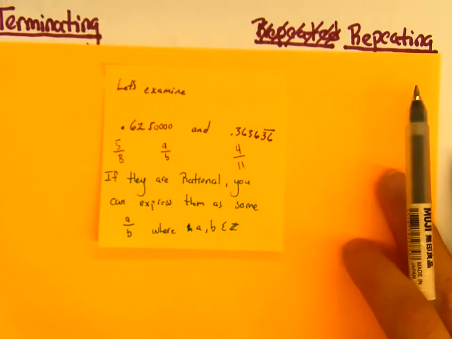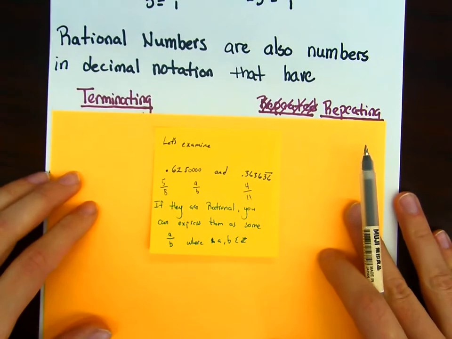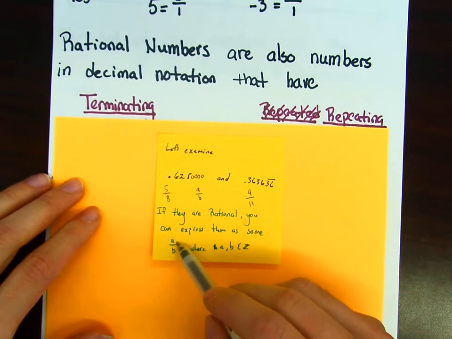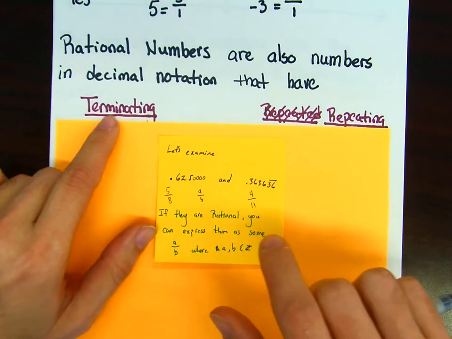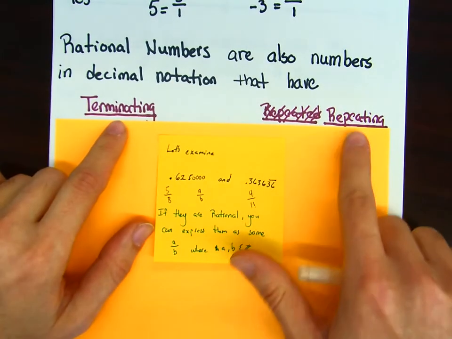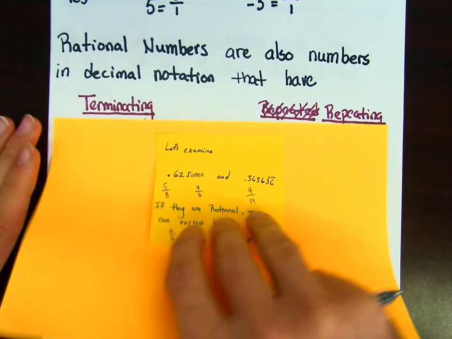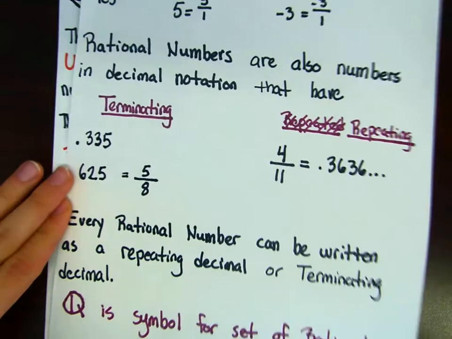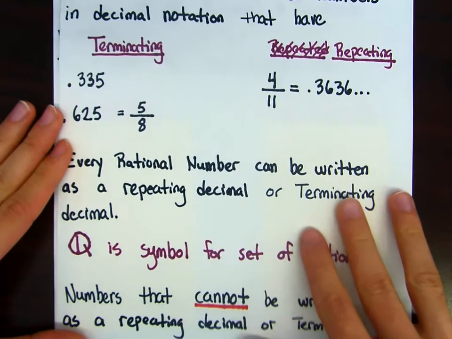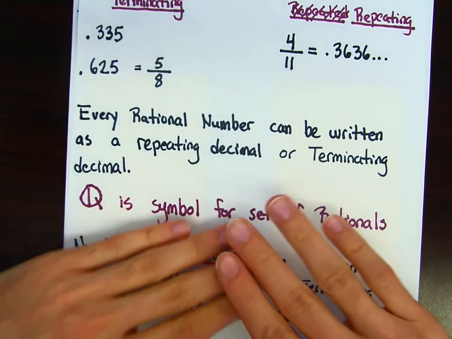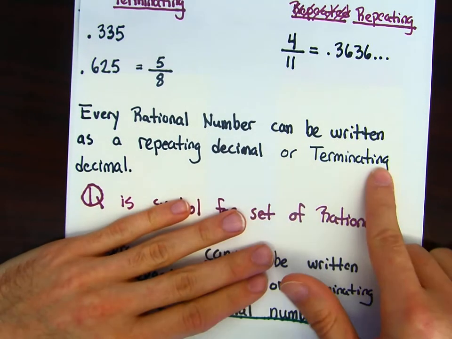All right. So that is the idea of a number being rational. It has to be some a over b. And notice that if you have decimal notations that are terminating or repeating patterns, then those numbers are also rational. Here are examples of terminating and repeating patterns. And every rational number can be written as a repeating decimal or terminating decimal.